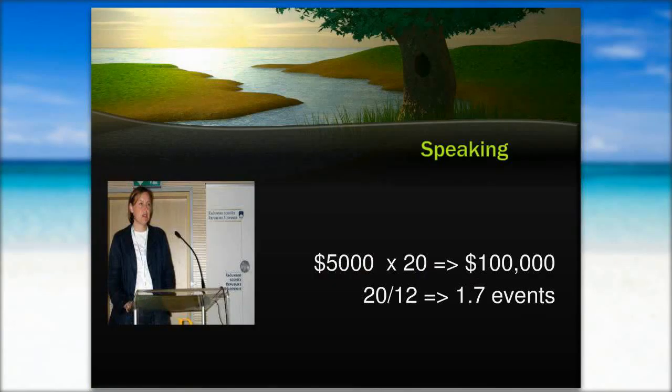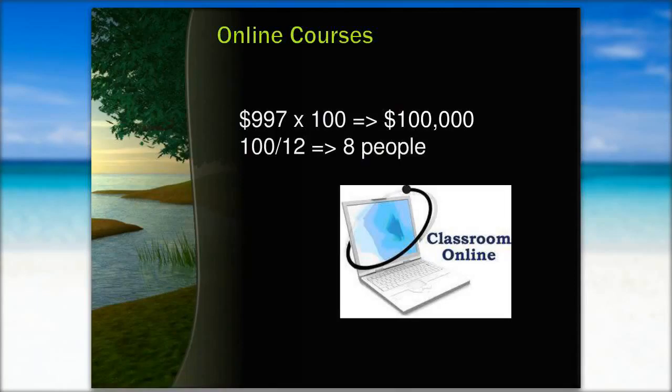Speaking engagements, frequently people can get $5,000 for a speech, or if you're Hillary Clinton or Bill Clinton, way more. So 20 of these in a year, or 1.7 events every month. So let's say you did two events a month, you could hit 100,000 for that.